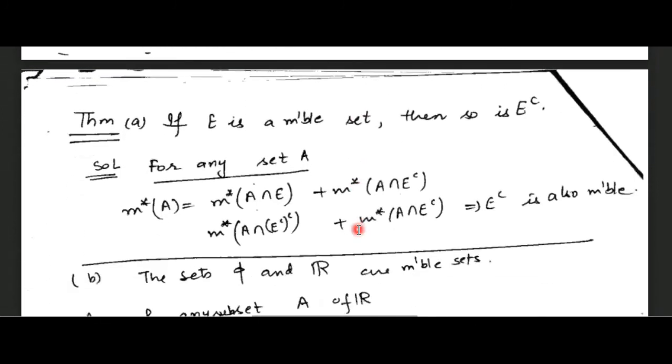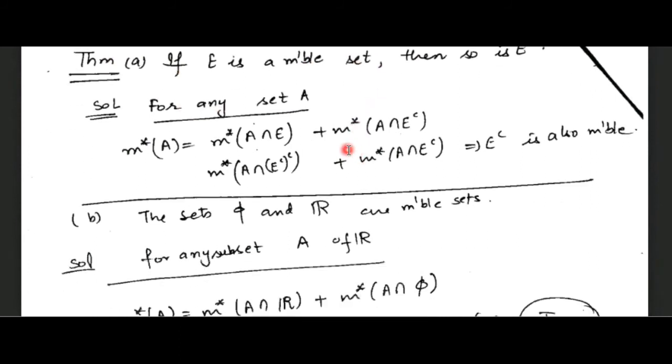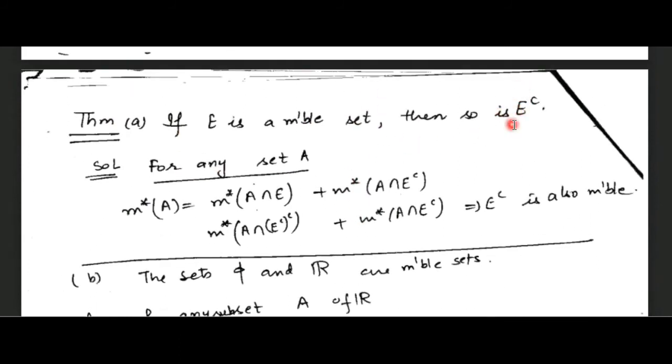Now, using this, show that if E is measurable, then E complement set is also measurable. So whenever a set is measurable, its complement is also measurable. For this, we consider any set A. Since E is measurable, it satisfies the condition that the outer measure of A is the same as the outer measure of A intersection E plus the outer measure of A intersection E complement.